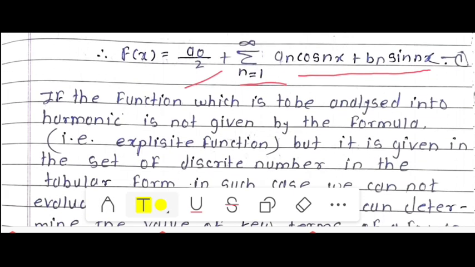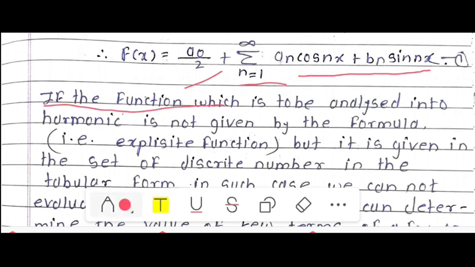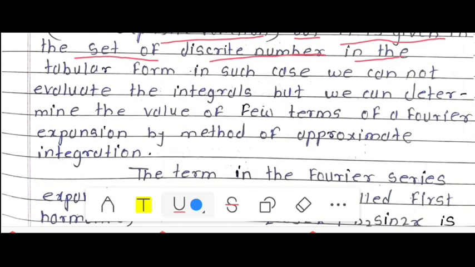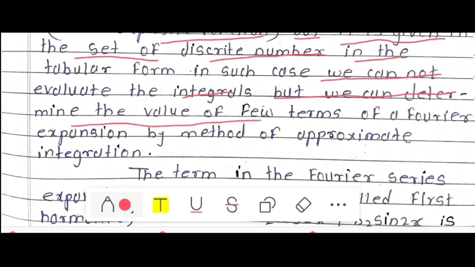If the function which is to be analyzed into harmonics is not given by a formula, that is, the function is not given in explicit form but is given as a set of discrete numbers in tabular form, in such a case we cannot evaluate the integrals, but we can determine the value of a few terms of the Fourier expansion by the method of approximate integration.